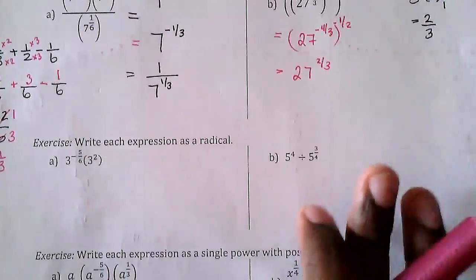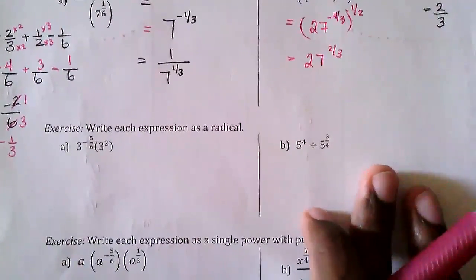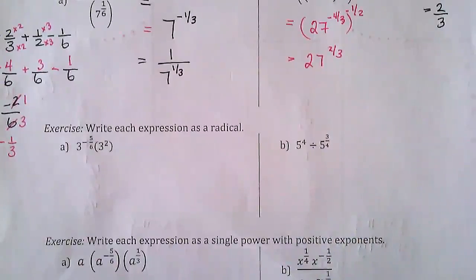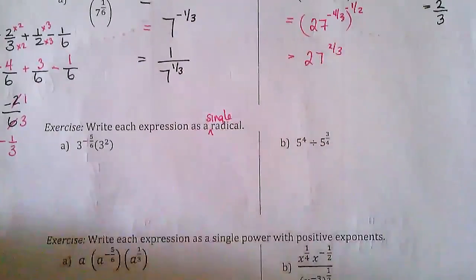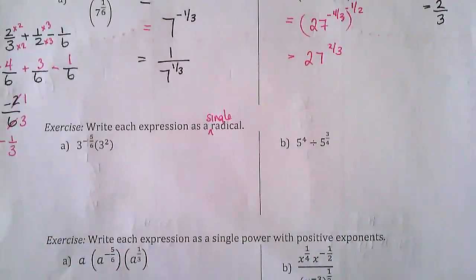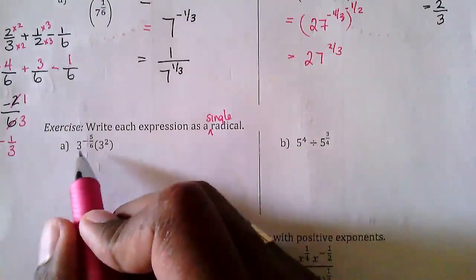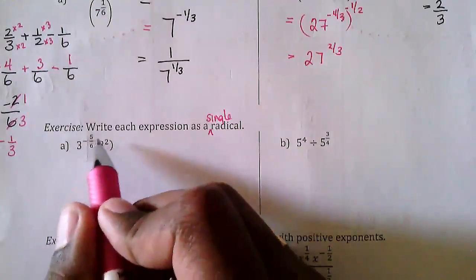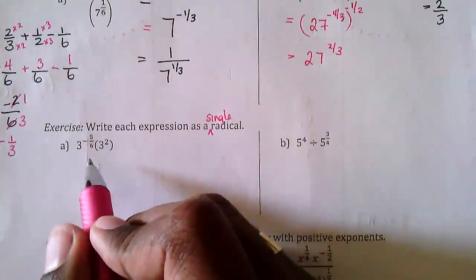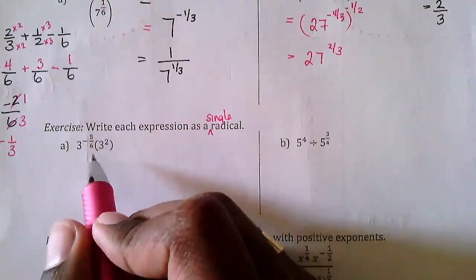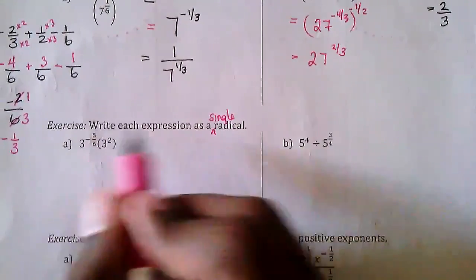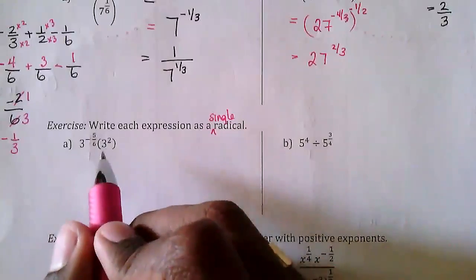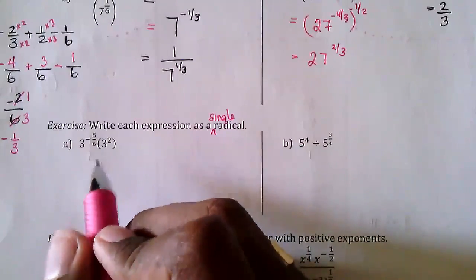Let's keep going. It says, write each expression as a single radical. I know I didn't mention the word single there, but that's essentially what I mean. So all of this needs to be rewritten as a single radical. So let's try that. Here we have two powers, and we know we can rewrite each power as a radical if it follows the particular rules. But we want a single radical, so let's convert this to a single power first.